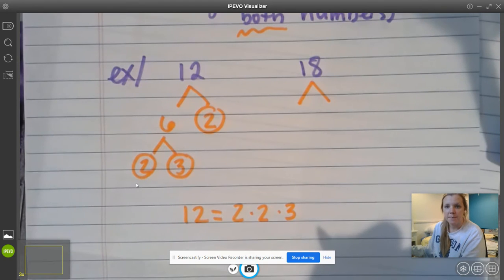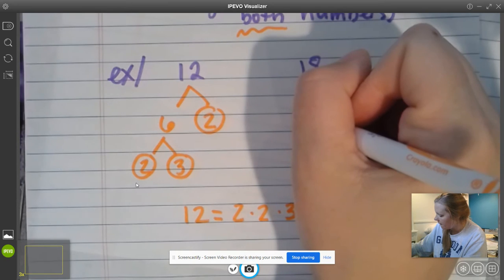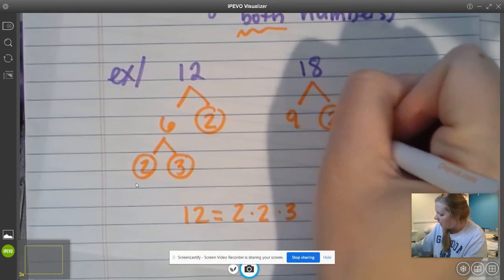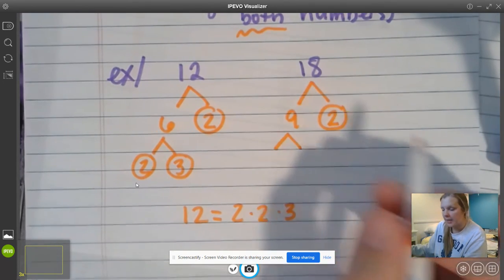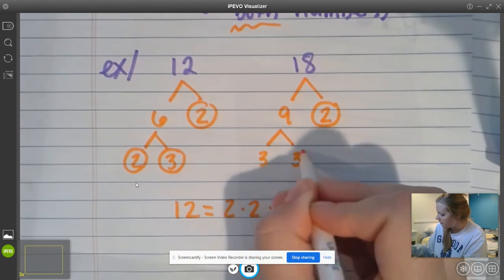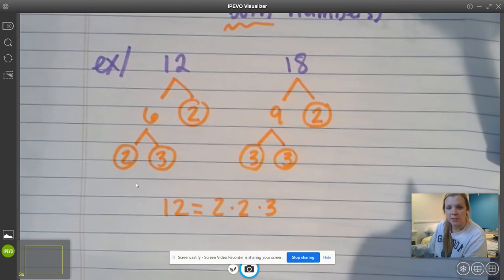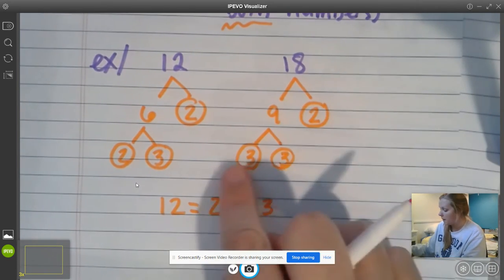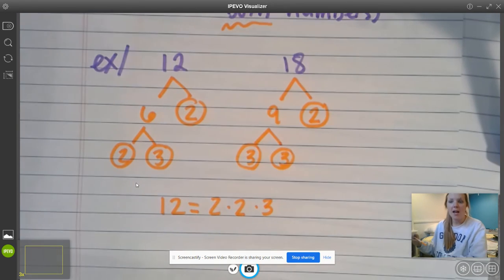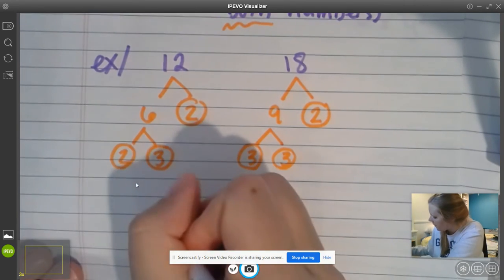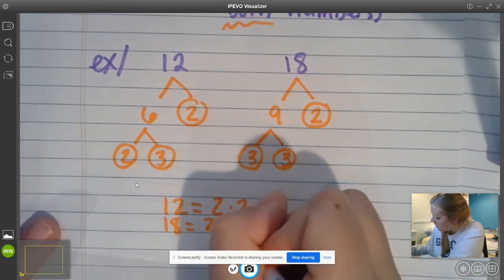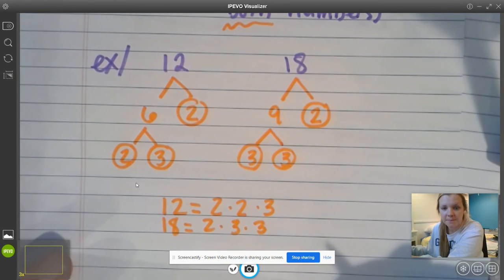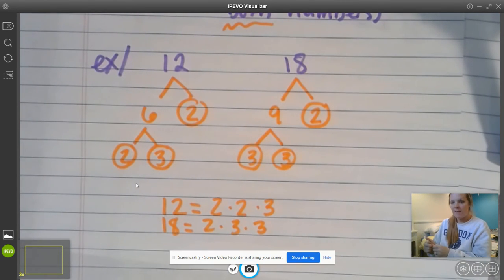Now let's do 18. 18, you could do 6 and 3 or 9 and 2. There's lots of possibilities. I'll do 9 and 2. Again, 2 is prime, so I circle that. 9 is composite, so I can break it down into 3 and 3. And 3 and 3 are both prime numbers, so I can circle those. Once all of my branches are circles, like stop signs, I know I have factored it completely, and then I'm going to write out the list. 18 is a 2 and 2 3s. So those are my factors.